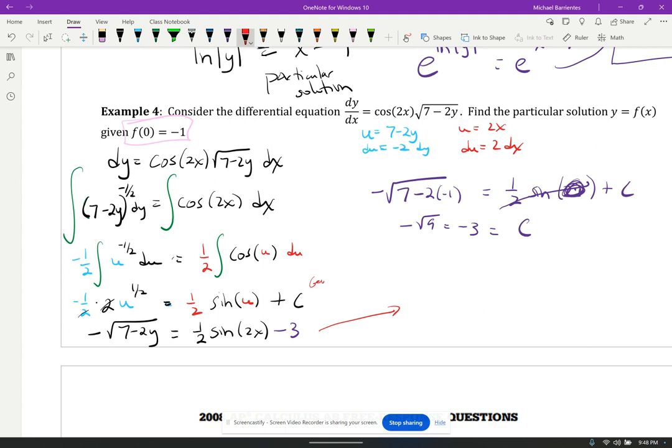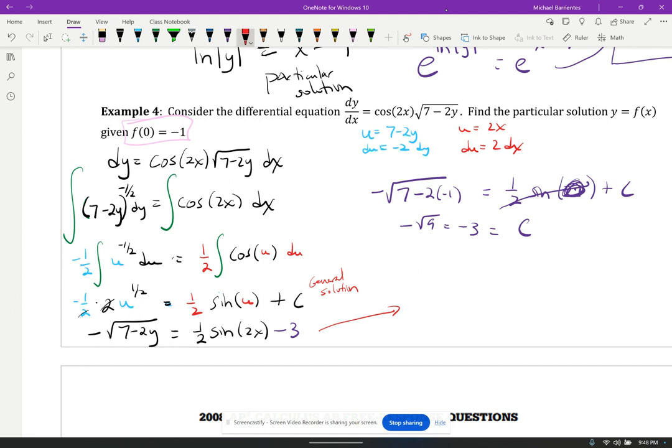General solution, because it has a plus c. We use the initial condition to get the constant of integration. Now I have my particular solution. I don't have it solved for y yet, but that's what we're about to do. So now let's start undoing things here in order to get the y by itself.